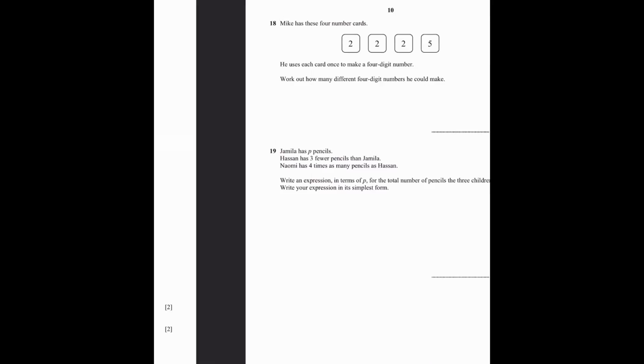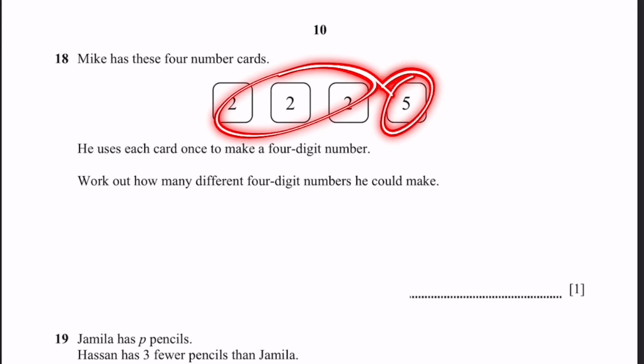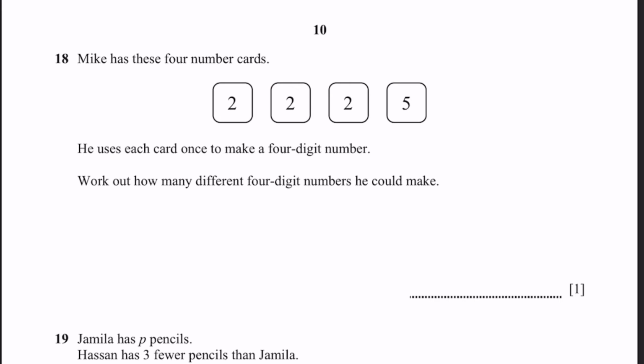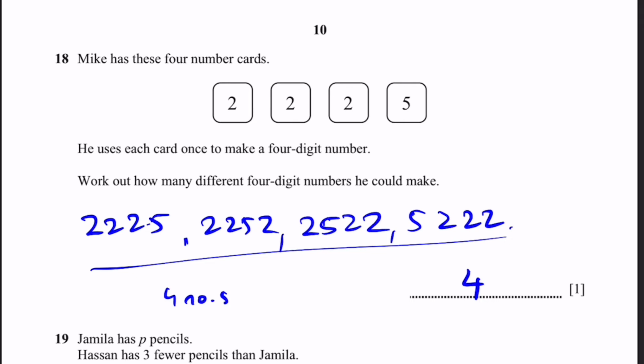Now we can go to question 18. Mike has these 4 number cards. He uses each card once to make a 4-digit number. Work out how many 4-digit numbers he could make. So, well, we have 3 2s and 1 5. So we can make 2225, and then he can make 2252, and he could make 2522, and he could make 5222. These are the only 4 numbers he could make. There are no other rearrangements. So there'll be 4 numbers. That's the answer.